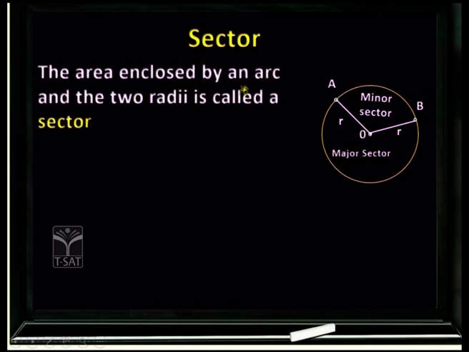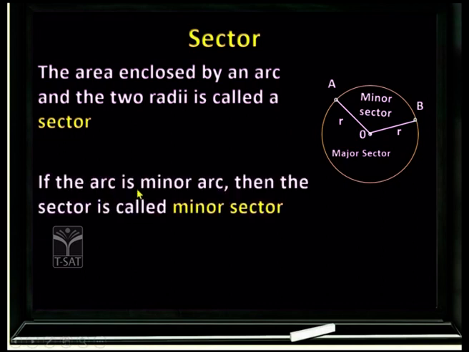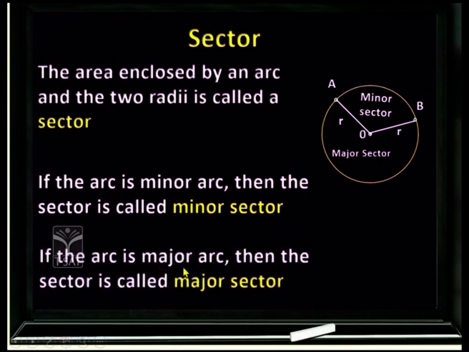The area enclosed by an arc and the two radii is called a sector. If the arc is a minor arc, then the sector is called a minor sector. If the arc is a major arc, then the sector is called a major sector.